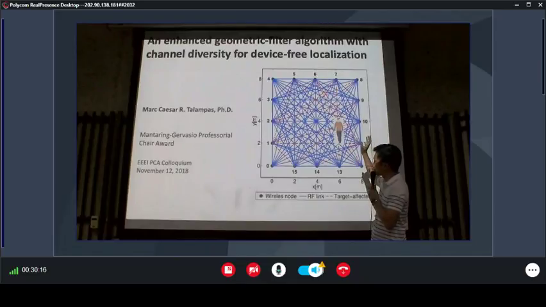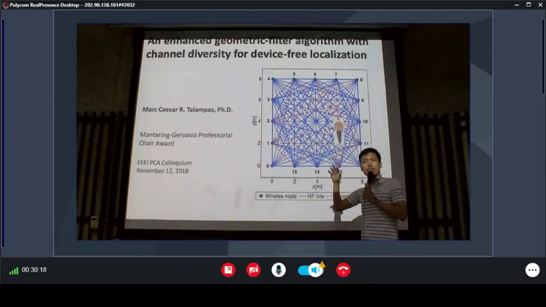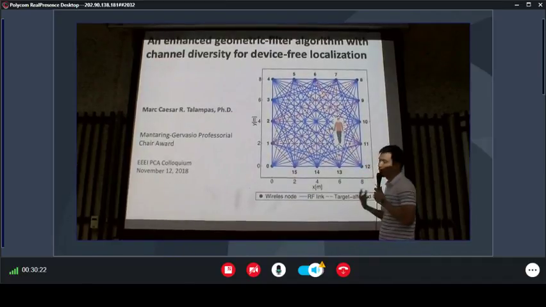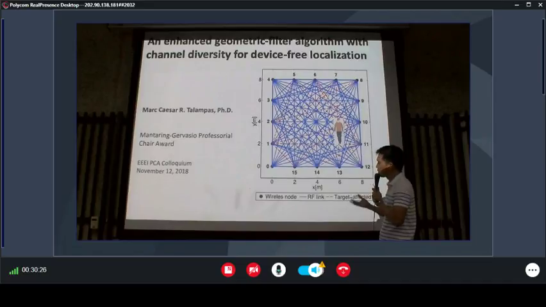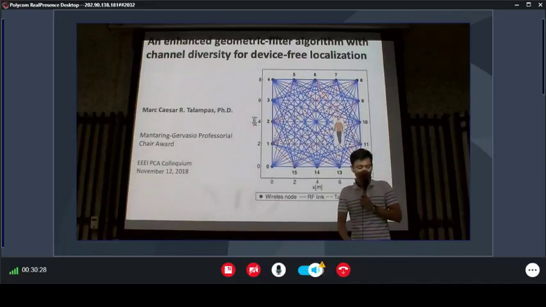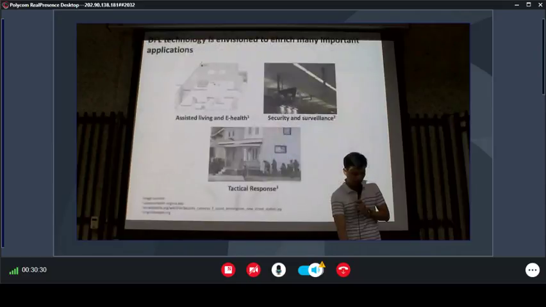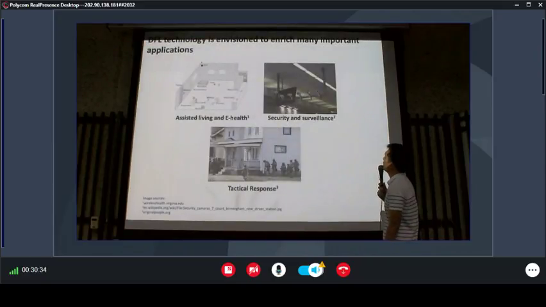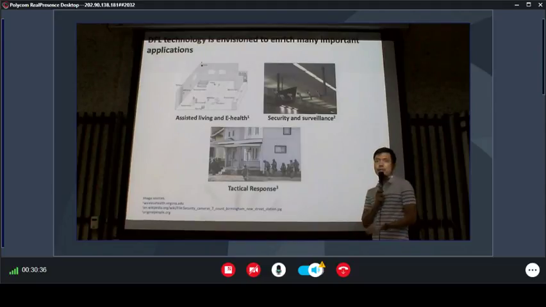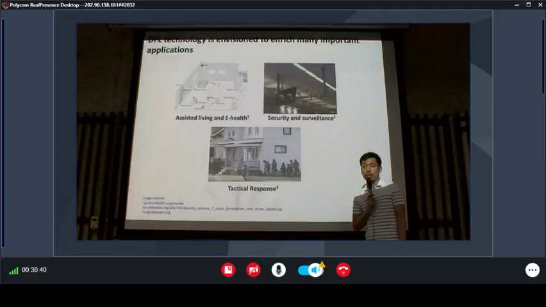So it's shown here that if a person is inside this environment with wireless links traversing it, he has a certain effect on the RSS of those links, which enables us to determine where he is inside that room without him knowing. Okay, so this so-called device-free localization technology is envisioned to enrich many important applications, for example, assisted living and e-health, security and surveillance, and finally, tactical response.